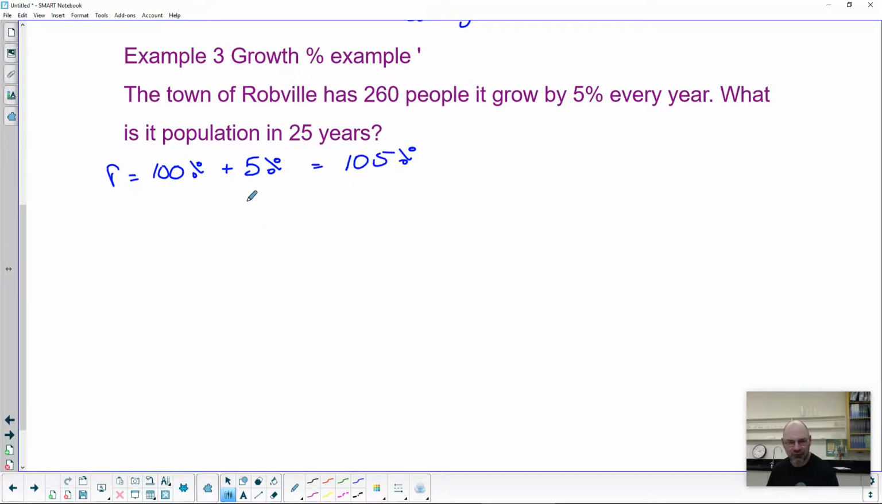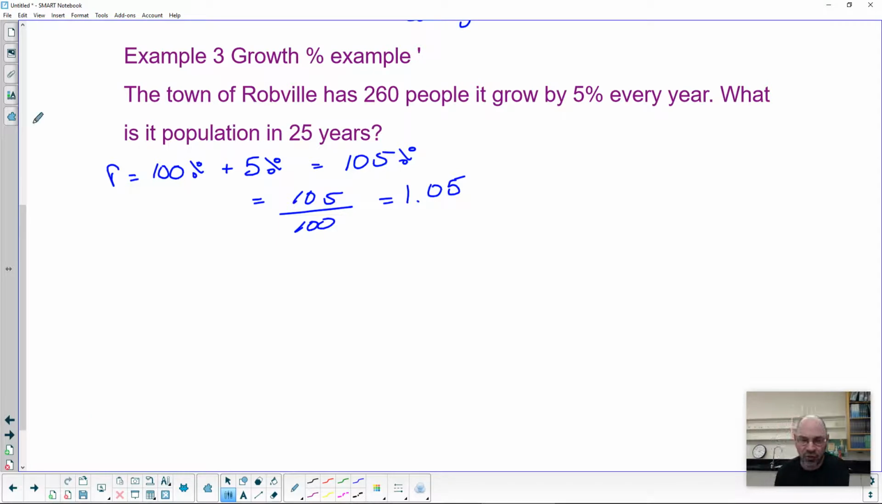Okay, so then you have to convert that into a decimal. So 105 out of 100, which equals 1.05. That is your common ratio. So for example, if I had 100 people, the next year I'd have 105. Okay, and that's how it works.